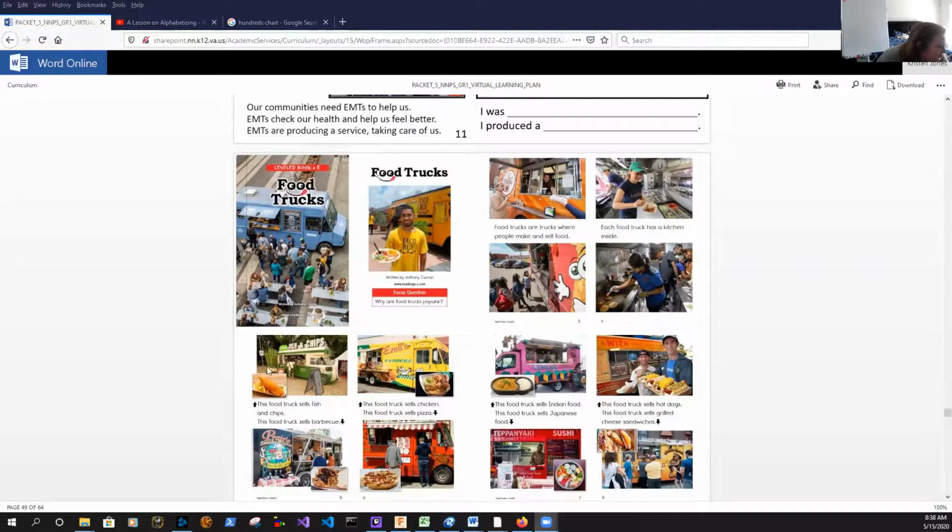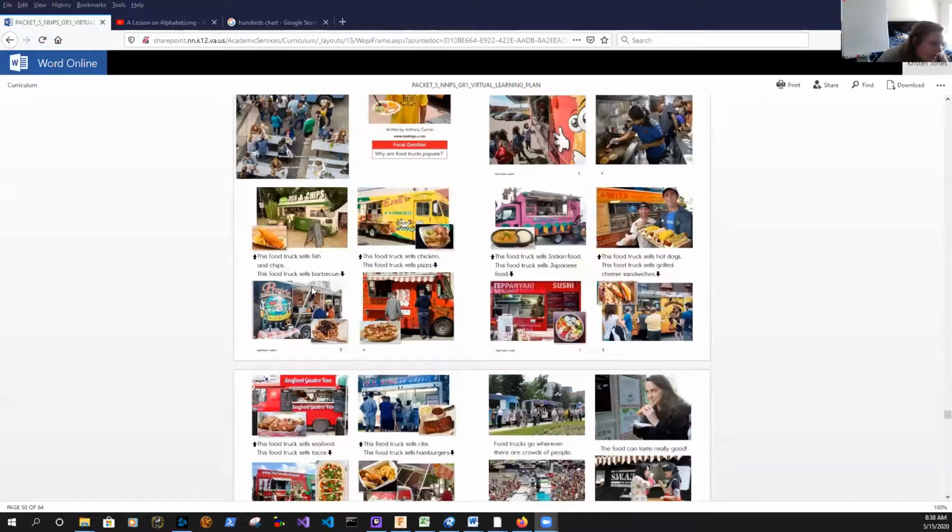Now we're right here. This food truck sells fish and chips. This food truck sells barbecue. This food truck sells chicken. This food truck sells pizza. This food truck sells Indian food. This food truck sells Japanese food. This food truck sells hot dogs. This food truck sells grilled cheese sandwiches.